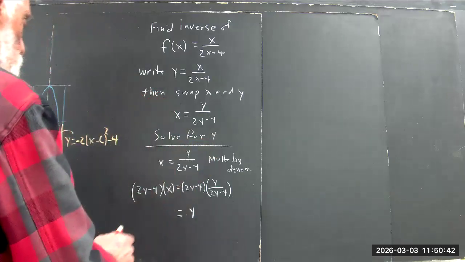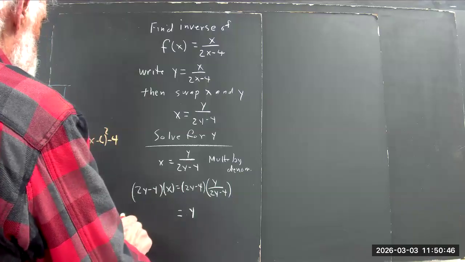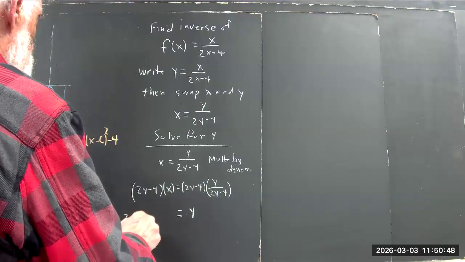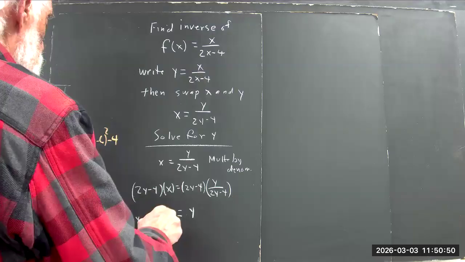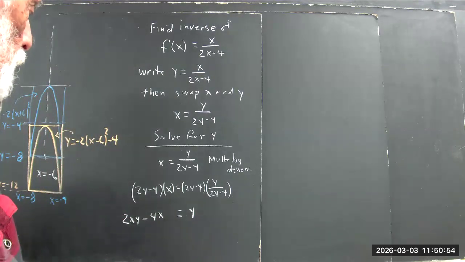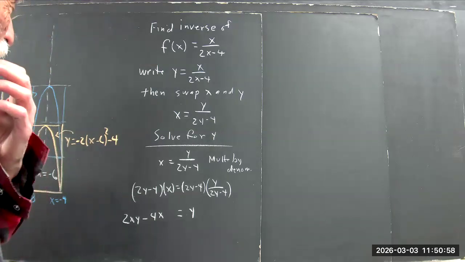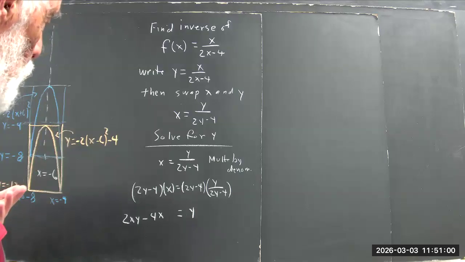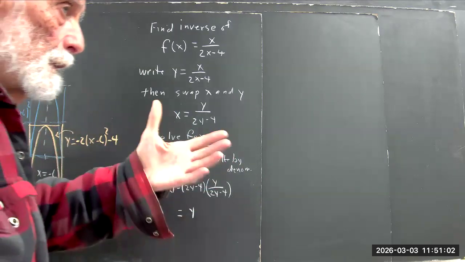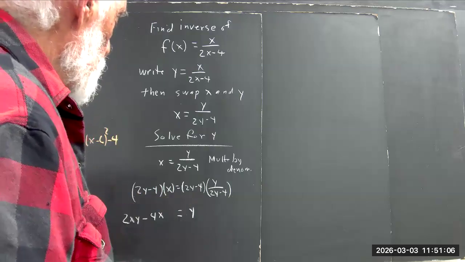And on the left, we just use the distributive law. 2y minus 4 times x gives us 2xy minus 4x. I think everybody's good with that. And now we have to solve for y. To solve for y, we want all the x's on the right-hand side.